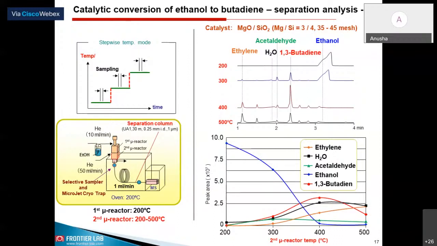On going further, butadiene decreased. Till 400 it is stable and increasing, but after that it slowly started decreasing. Ethylene, the orange line, slowly increased and started gradually increasing on going further. As a result of this analysis, you can say that the butadiene product is produced by catalytic conversion of ethanol over this bifunctional MgO catalyst. And butadiene yield reached its maximum around 400 degrees. So the difference between the catalysts is here: at 400, the butadiene yield is maximized.